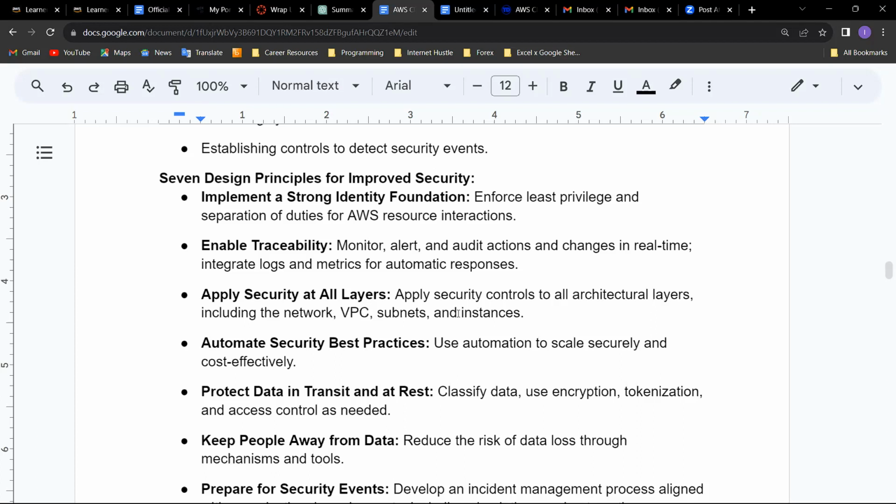The first is implementing a strong identity foundation, enforcing least privilege and separation of duties for AWS resource interactions. When we bring it to our normal working environment, if you are a security guard, where do you work? Even though you control who gets in and who comes out, do you also go anywhere in the company? No. Yours is the front, before people enter. Yours is to protect or guard the place.